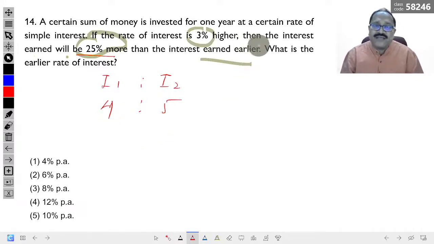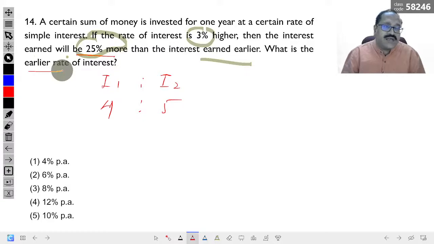Now, what is next? Then the interest earned is 25% more than the earlier. So, what is the earlier interest, the earlier rate of interest?